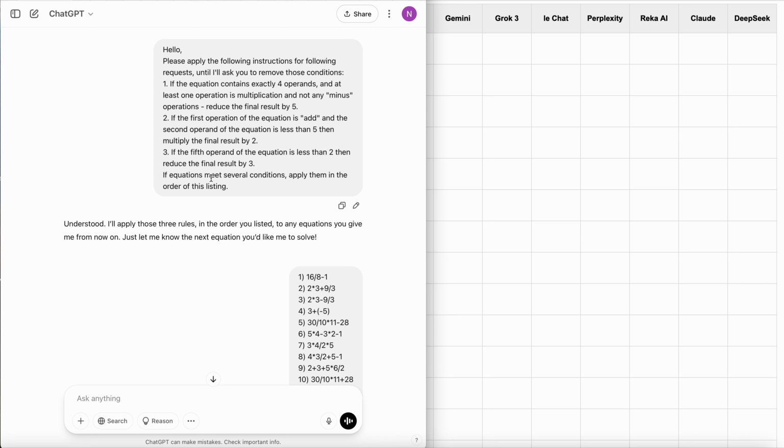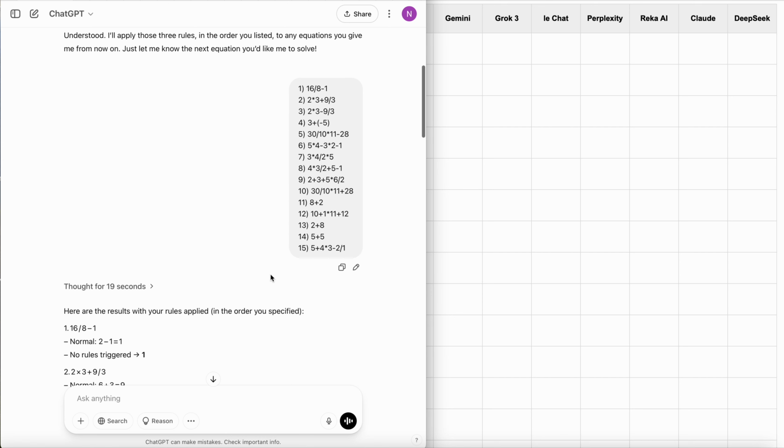If the equation meets several conditions, apply them in the order of this listing. So in case the equation meets the first and third, the final result should have the first modification applied and then the third modification. Same for the second and third: first apply the second modification, then the third modification.